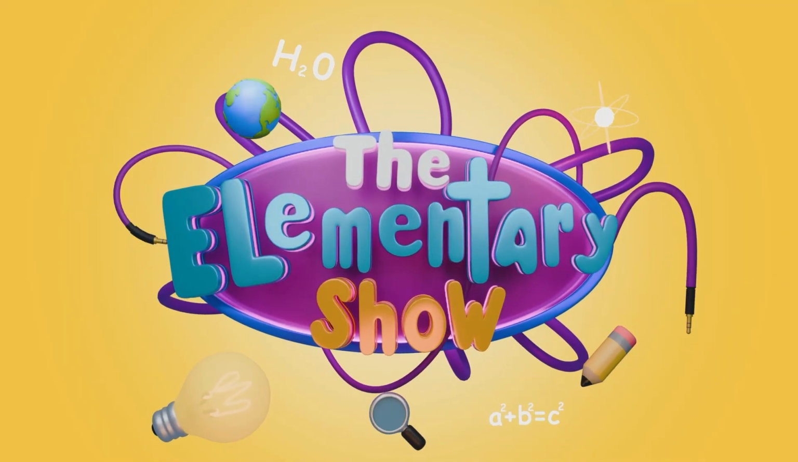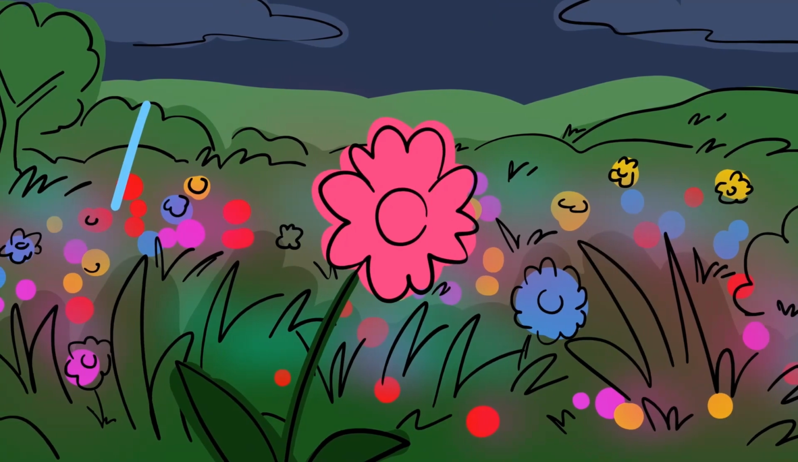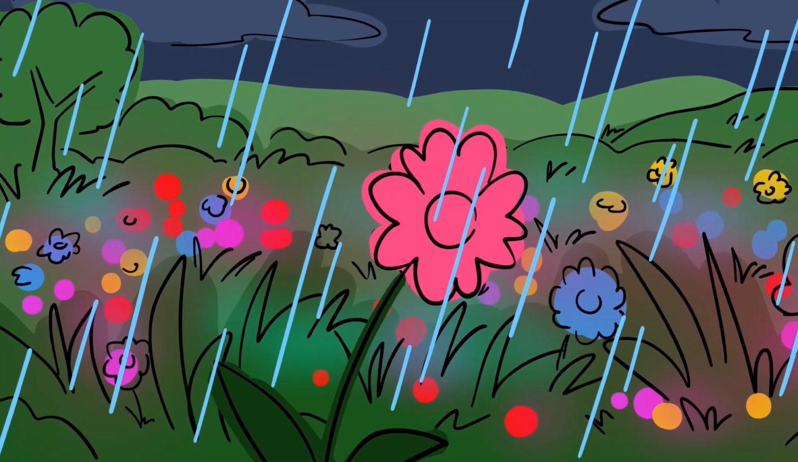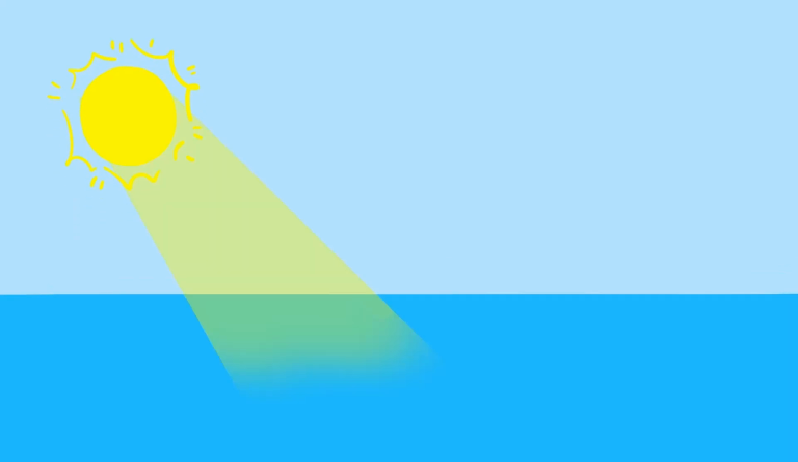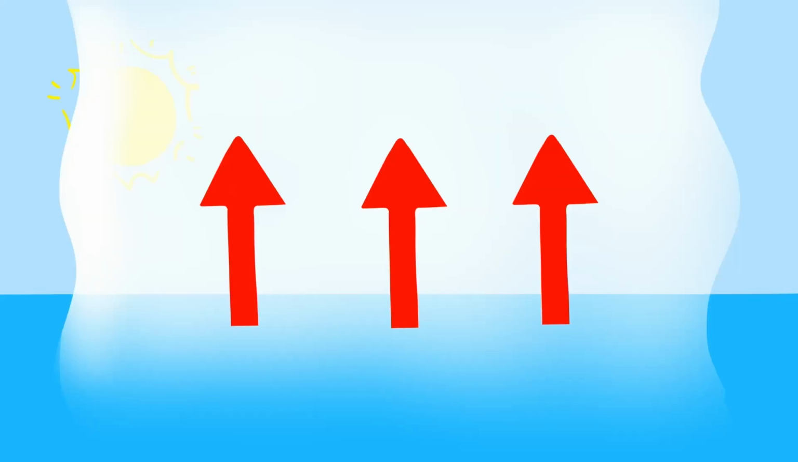The Elementary Show. Why does it rain? Have you ever wondered where rain comes from? Let's find out. It all starts with water. When the sun heats up oceans, rivers, and lakes, the water evaporates, turning into invisible vapor. High in the sky, the vapor cools down and turns into tiny water droplets.